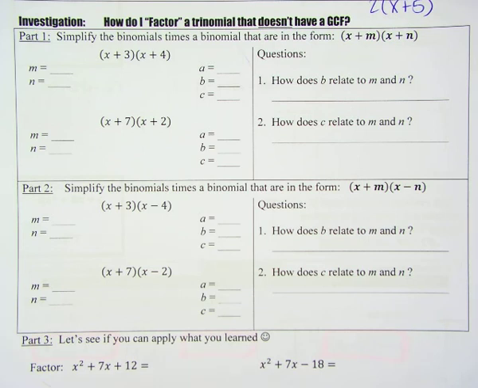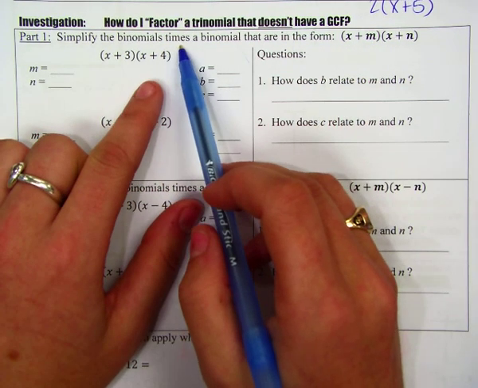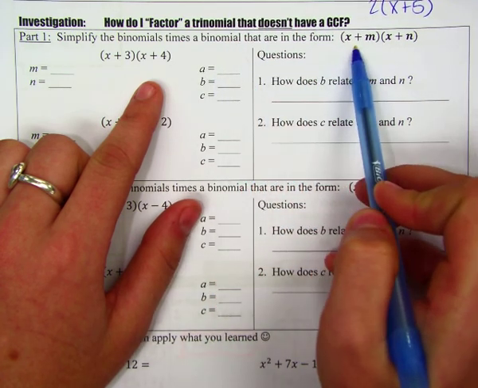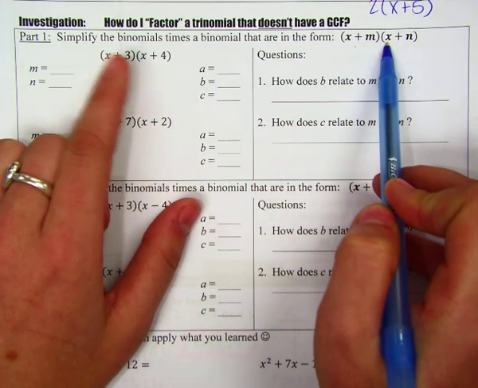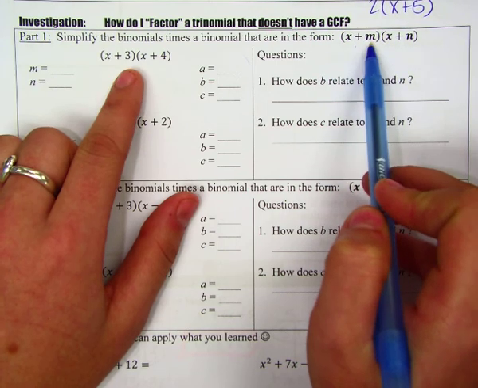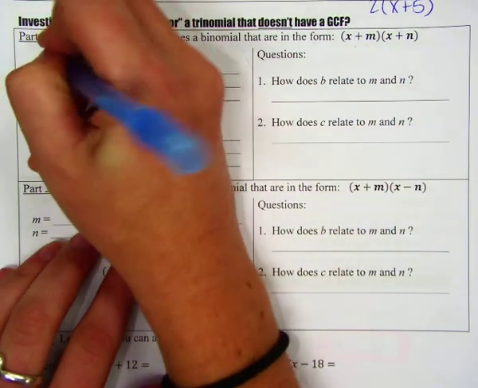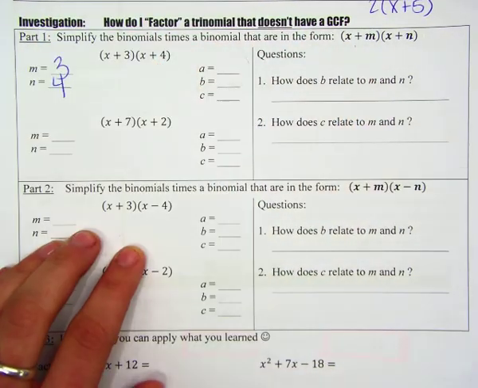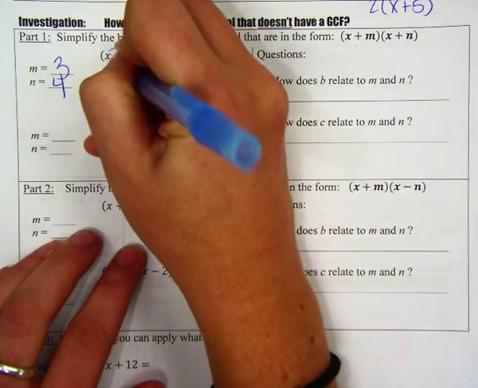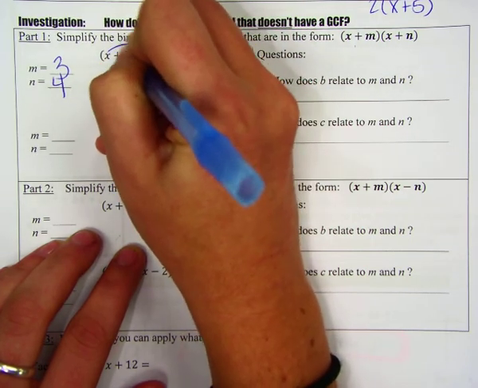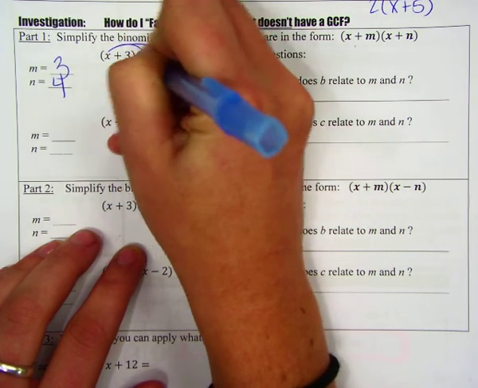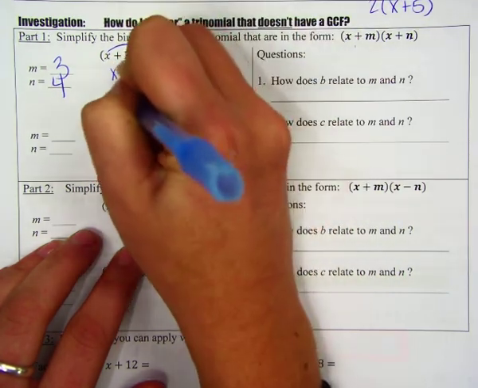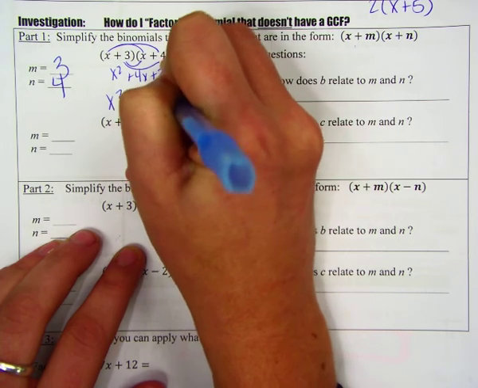So we're going to go through a little investigation. We're going to simplify the binomials. Binomials times binomials that are in the form x plus m times the quantity x plus n. So in this case, m is 3 and n is 4. Then we might FOIL: x squared plus 4x plus 3x plus 12. Combine like terms, and we get x squared plus 7x plus 12.